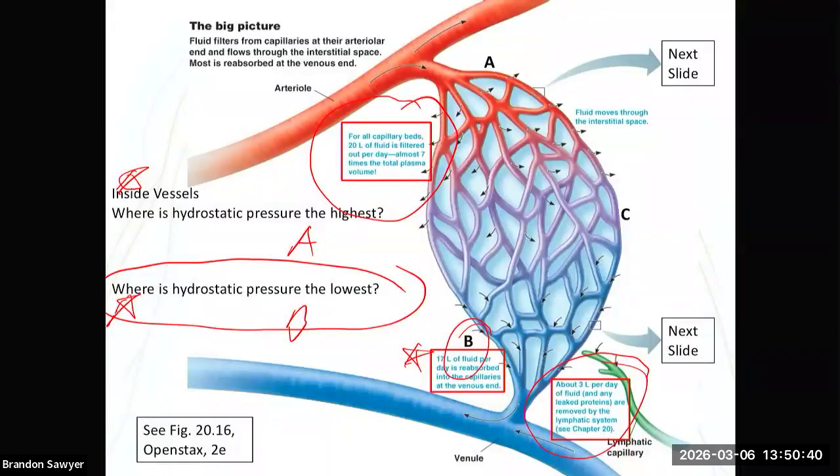So this is where the lymphatic system comes in, right? This is the importance of the lymphatic system: recovering that 3 liters of fluid for us. And so we can see this little lymphatic capillary here. That's what's going to pick up this extra 3 liters of fluid that we didn't get back on the other side of the capillary bed, and it's eventually going to help us get that back to the heart.